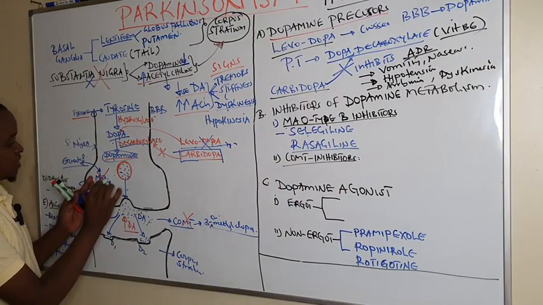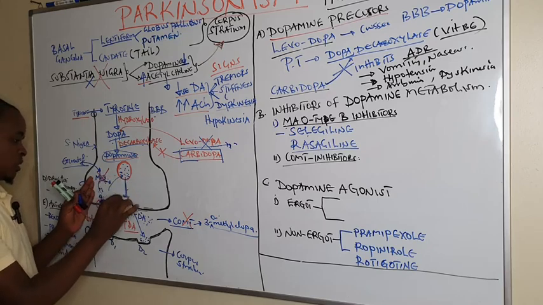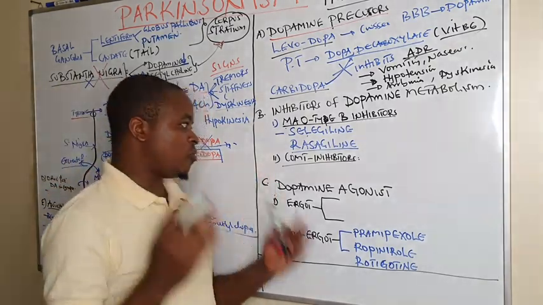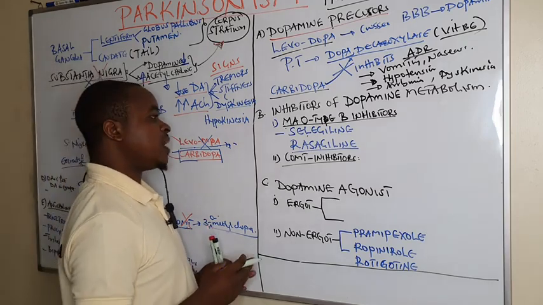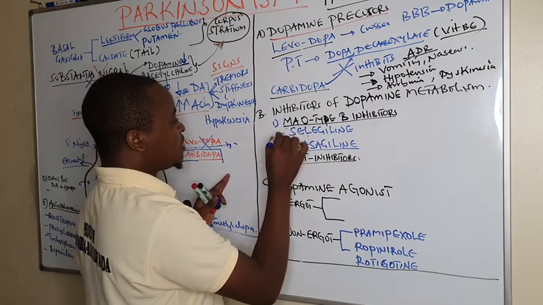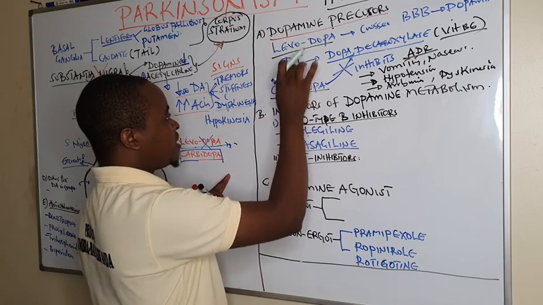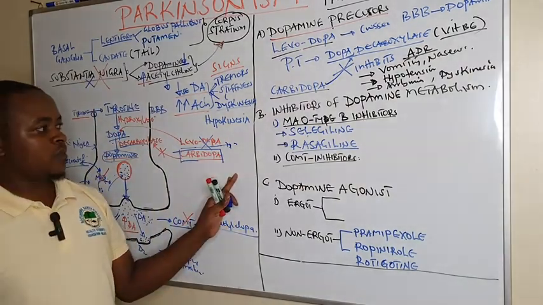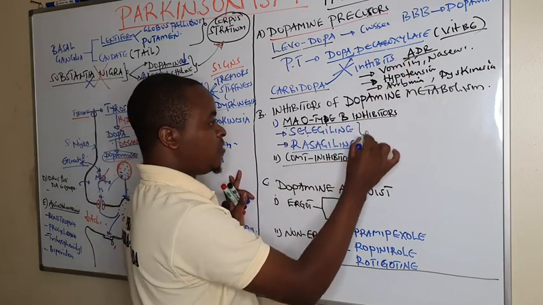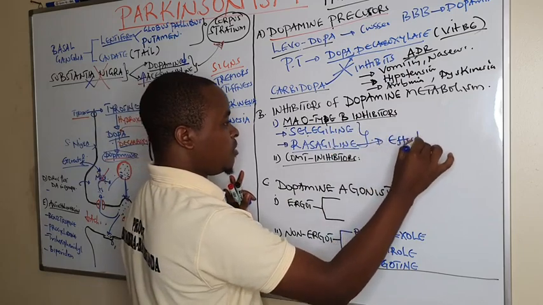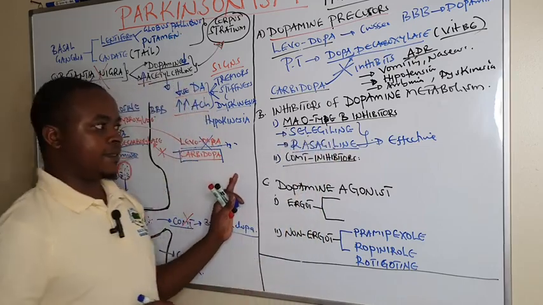So there is increased chance of this dopamine to be taken back to the cleft, then also exocytosed into the cleft, increasing the levels of dopamine within the cleft. So that is the mechanism of action of Selegiline and Rasagiline. They also give better results when taken together with levodopa and carbidopa. The side effects are the same for these two drugs, but we have said the most effective is Rasagiline. Rasagiline is more effective than Selegiline.